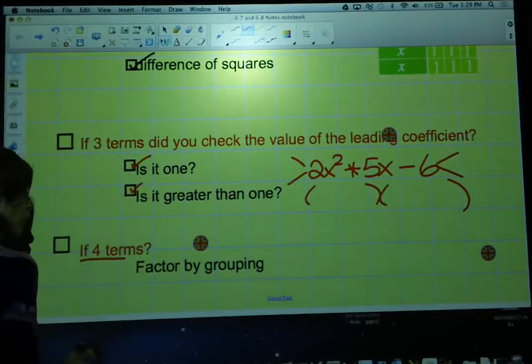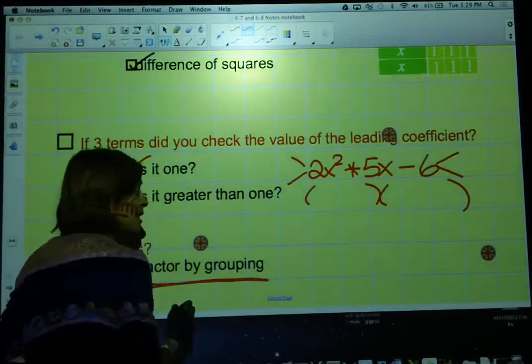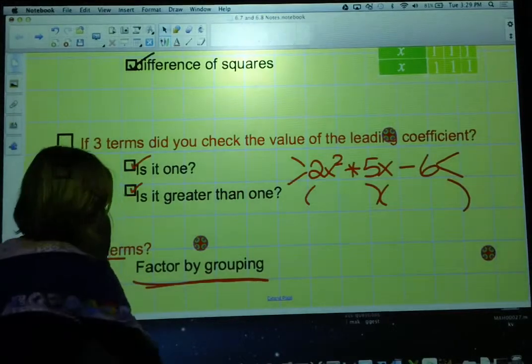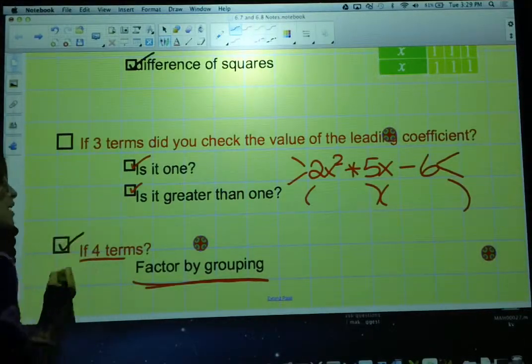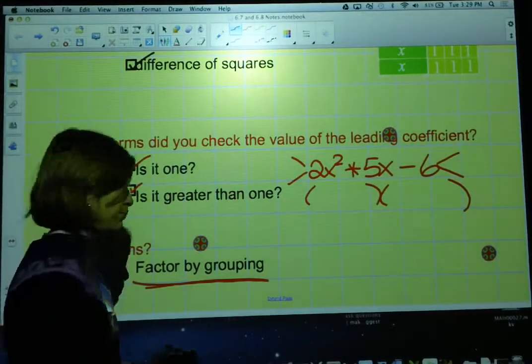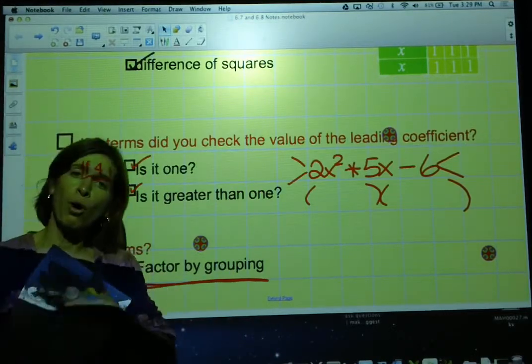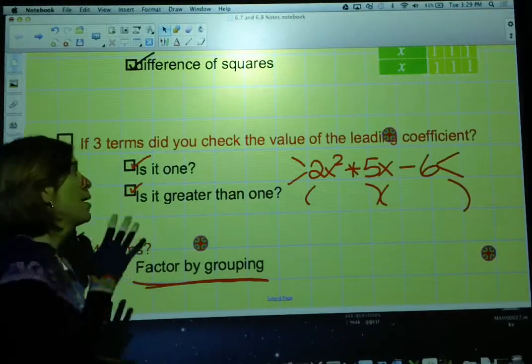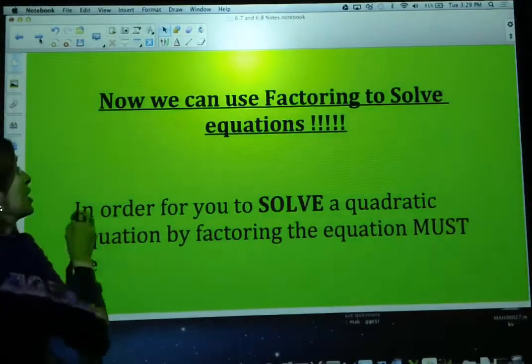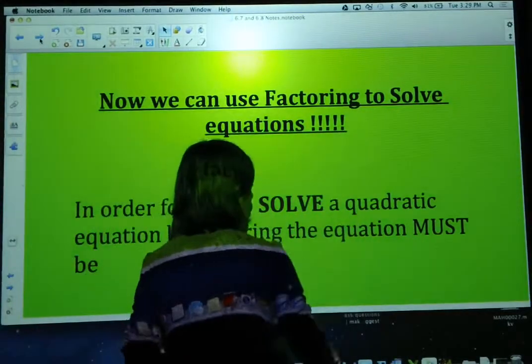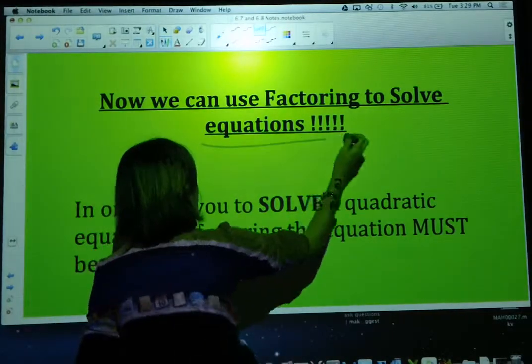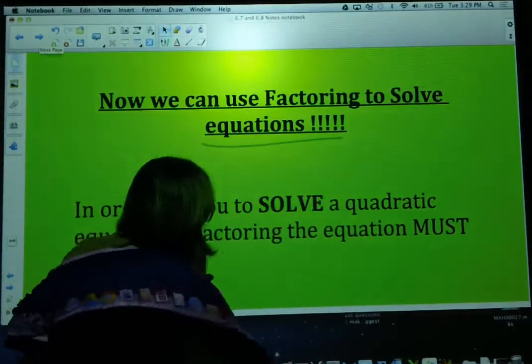If it's 4 terms, be reminded about that grouping method that we talked about. If it's 4 terms, then could you factor it by grouping? So I want you to keep this checklist handy. I made it for you so that you always have something to refer back to. But today what we're going to be talking about is using factoring to solve equations, to finally solve equations and get to the good stuff.